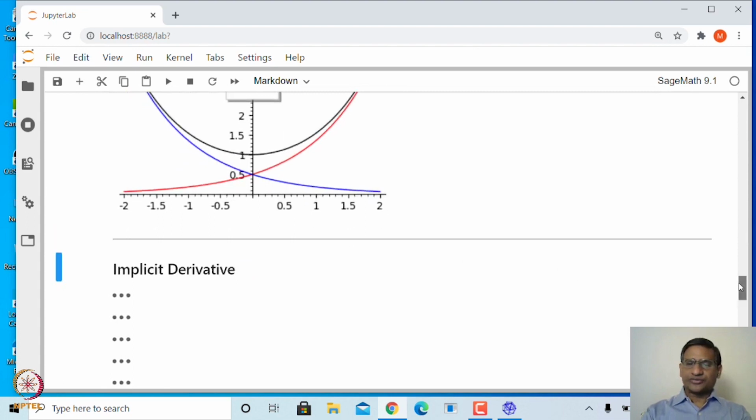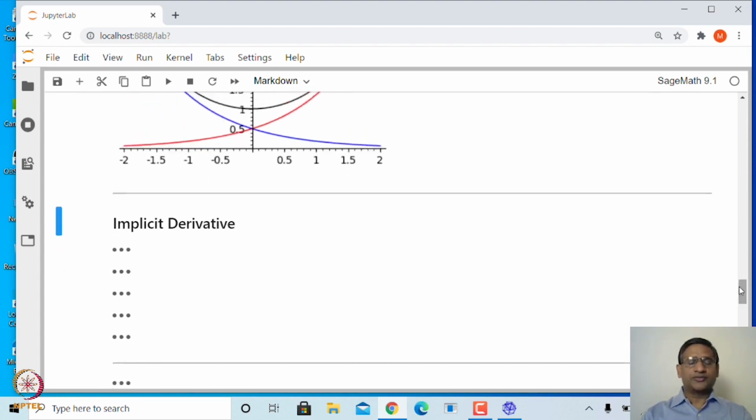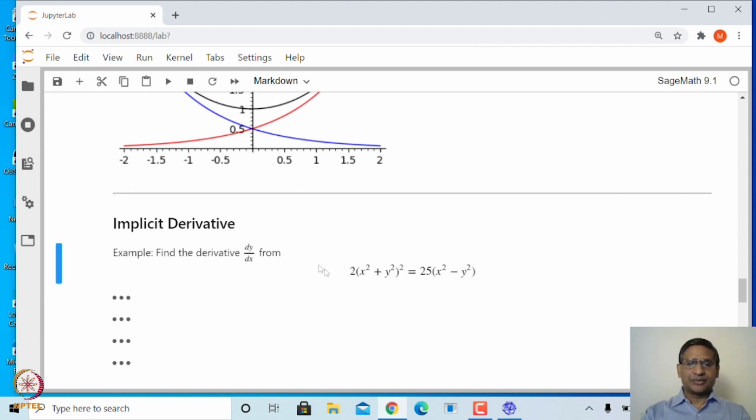Now, many times your function is not defined explicitly, it is defined implicitly. That means y and x satisfy some equation, whereas y is a function of x. In that case you want to find the derivative of y with respect to x, and how do we do that? So, let us take an example. Suppose you have x and y defined by this implicit equation, 2 into x square plus y square to the whole square is equal to 25 into x square minus y square, and here y is a function of x, therefore you would like to find the derivative of y with respect to x.